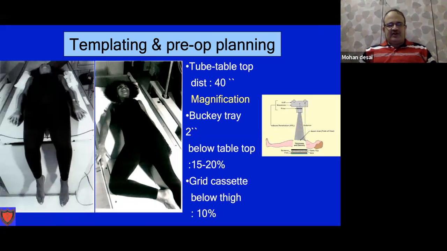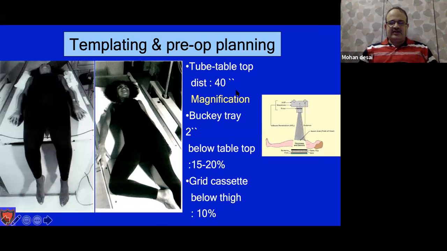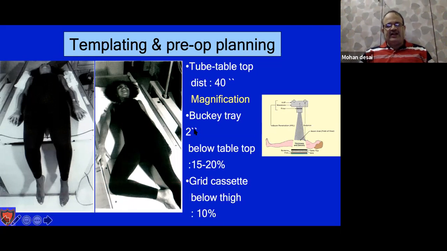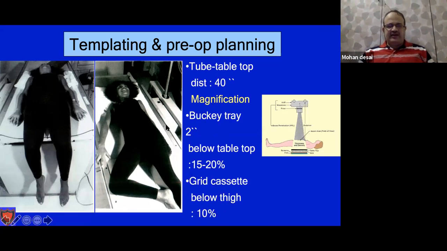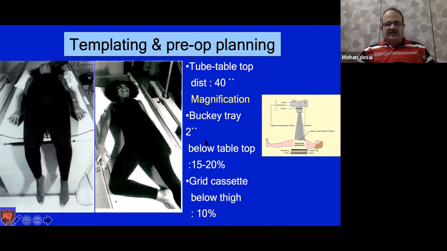Again, about magnification when you are taking a conventional X-ray, 40 inches is around 1 meter. If you have no bucket tray, that means you put a cassette directly underneath the patient's hip, then the magnification would be around 10%. But there is what is known as a bucket tray. Bucket tray means you have a table there, and then the cassette goes underneath the table in a tray. So there the cassette is slightly away from the body, and the magnification is more, 15 to 20%.